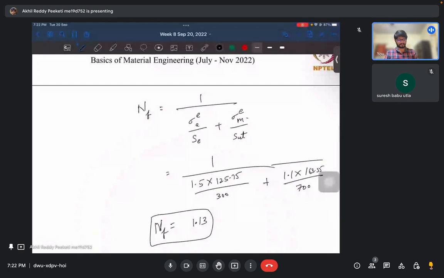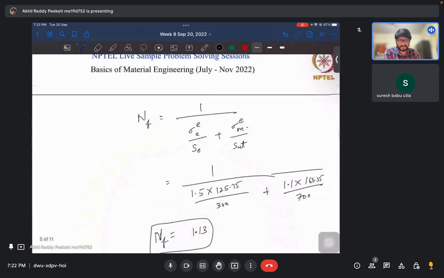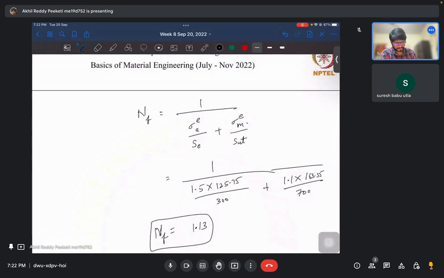Okay. Is this what you are referring to? The final answer? Okay. Now I think you should be able to solve your assignment problem also. It's very similar, but the numbers are different.